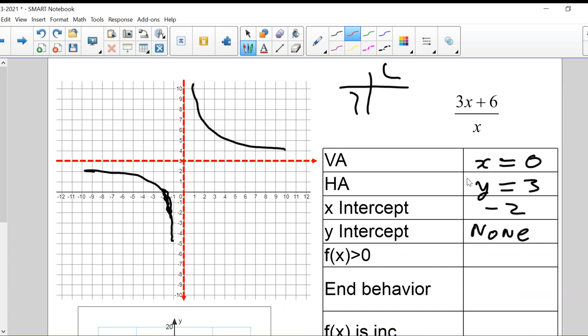Right. And then we talked about the y-intercept and x-intercept, and that's just plugging in 0 for x or plugging in 0 for y. Okay.